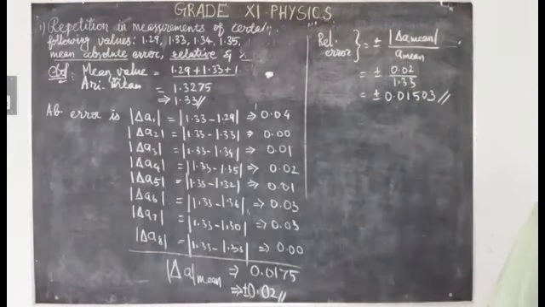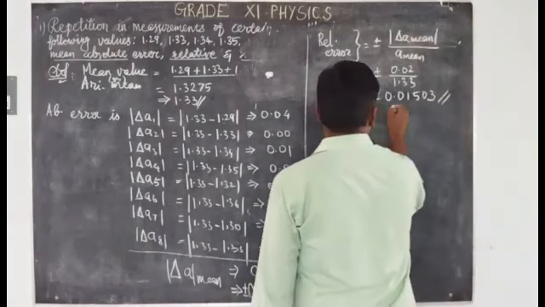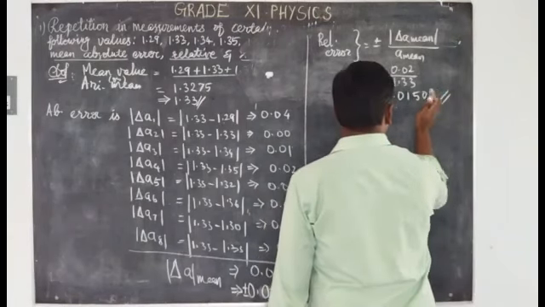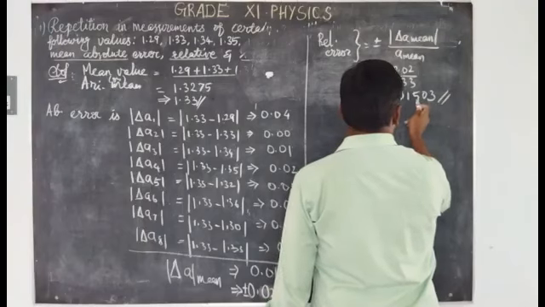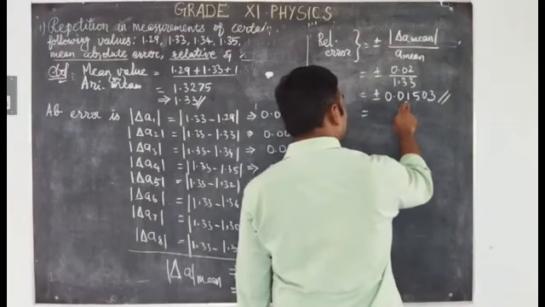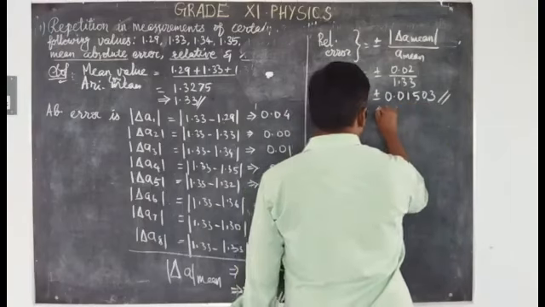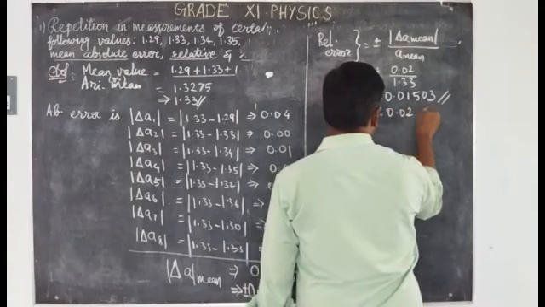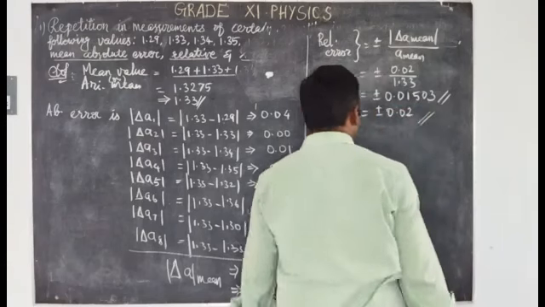Then as usual, we need to round off to the second decimal. By rounding off to the second decimal, this digit is less than 5 so it vanishes, this is 0, and this is 5, and this one is an odd number, so it becomes double. So plus or minus 0.02. So this is the relative error.